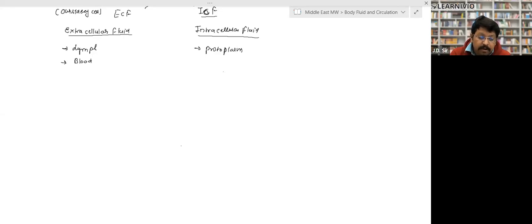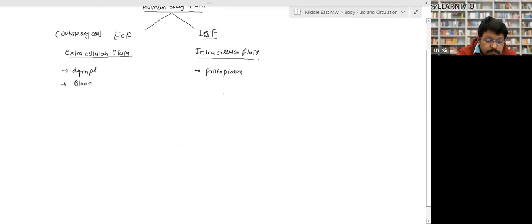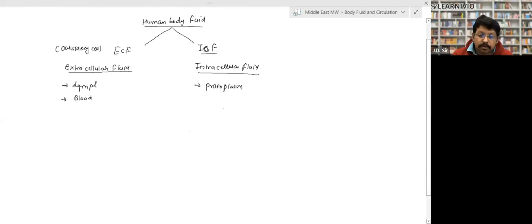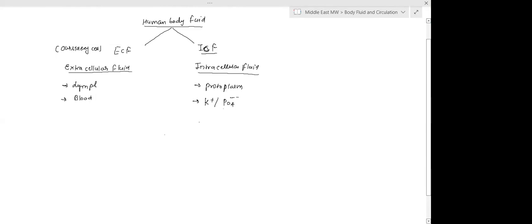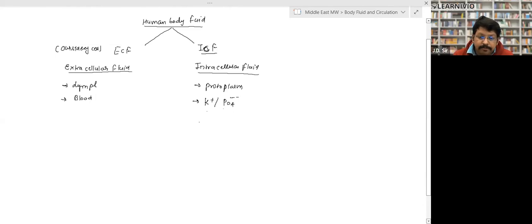contains large amount of potassium and phosphate ions. Large amount of potassium and phosphate ion. Full stop. Next point.